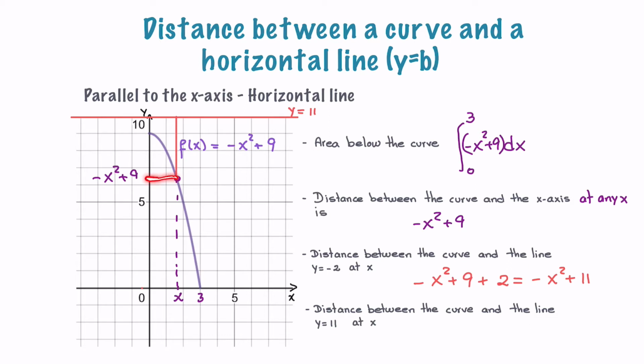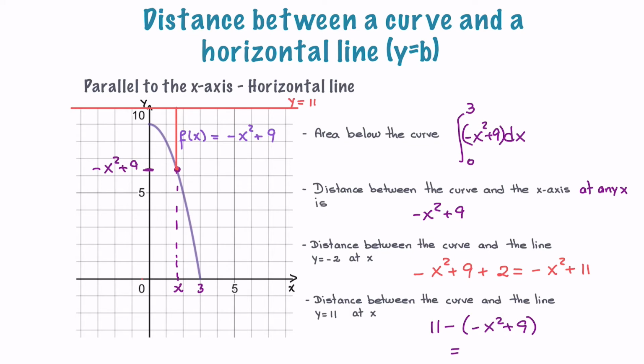So you want to get this distance from this point, from this point here all the way to the line y equals 11. How can you get that? Okay. You know this distance here is 11, and you know this distance here is negative x squared plus 9. How about if you take this and subtract this, you get what you're looking for, this distance here, right? So it's just taking 11 minus (negative x squared plus 9), okay? So this would be 11 minus negative x squared plus 9, which is just, I don't know, x squared, 11 minus 9 is 2.